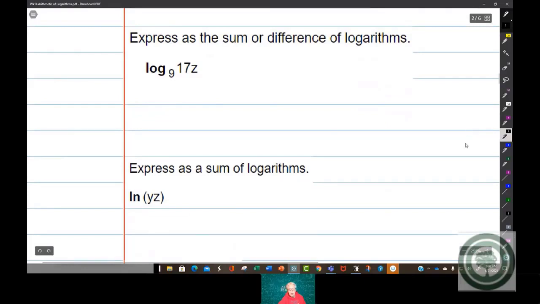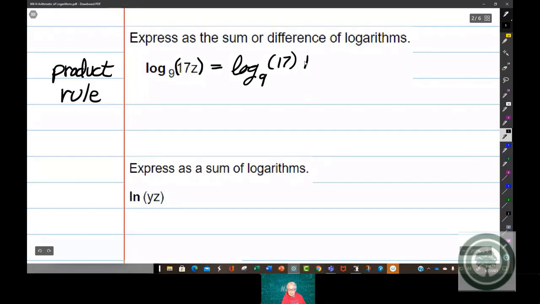All right, here we have an argument that has 17z in it. 17z is 17 times z. That's the product rule. Remembering the names of the rules helps you remember what to do. Log base 9 of 17 plus log base 9 of z. That's it.